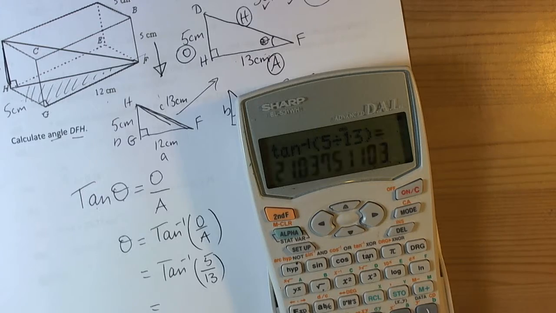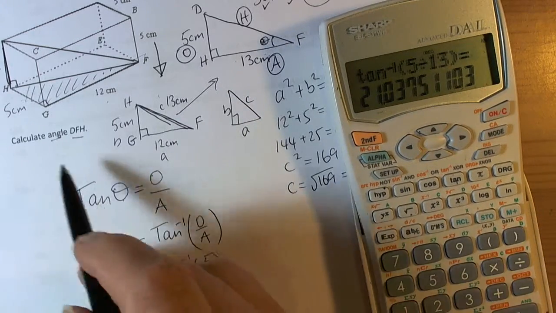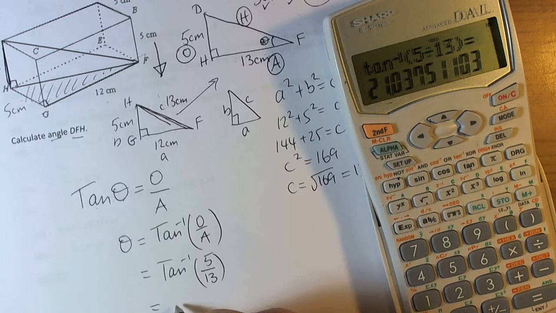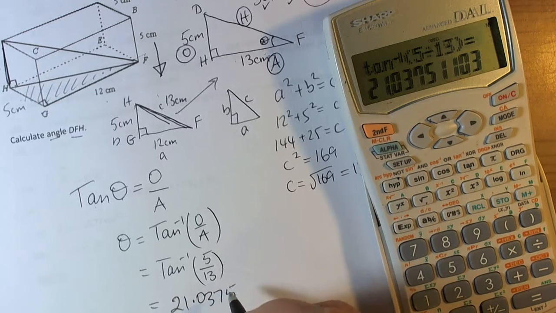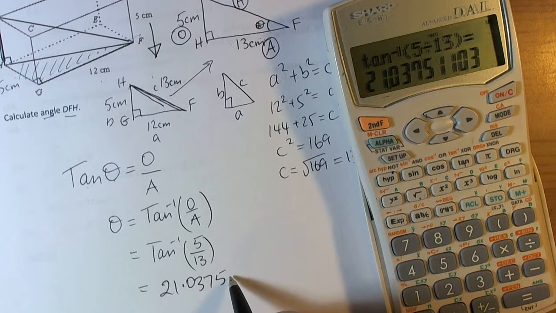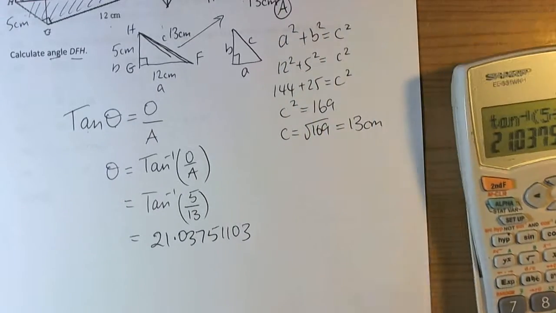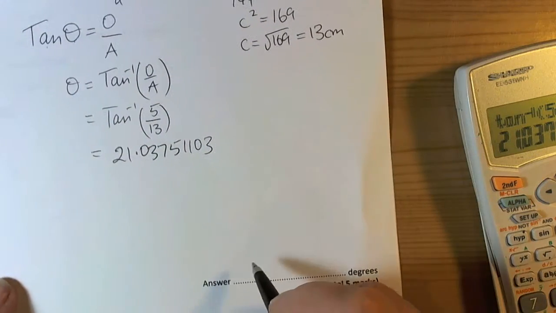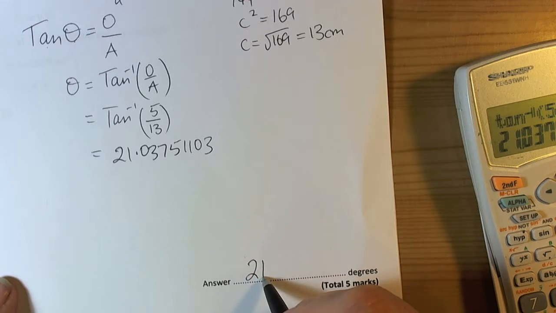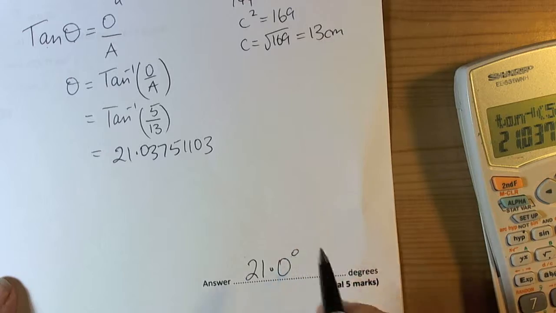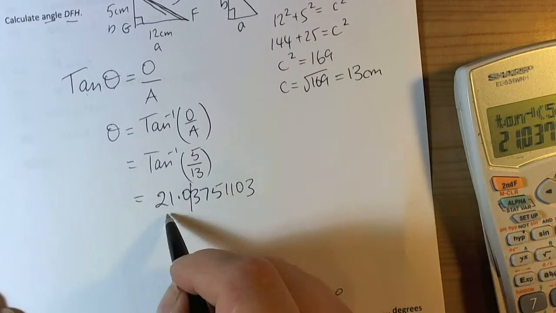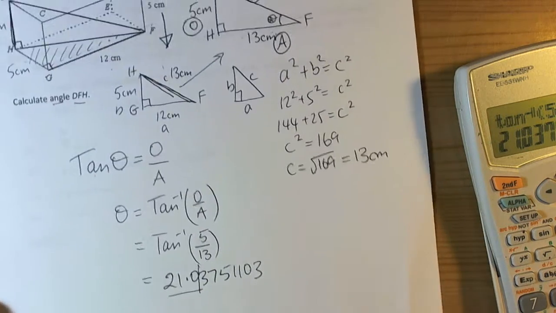close bracket, equals. So again, we always give our answers to a sensible degree of accuracy, so the usual thing, write down all the numbers off your calculator first, so 21.03751103, and then on the answer line we would write out the answer to a sensible degree of accuracy. So three significant figures would be 21.0 degrees. Okay, cut the number there, 21.0 degrees.